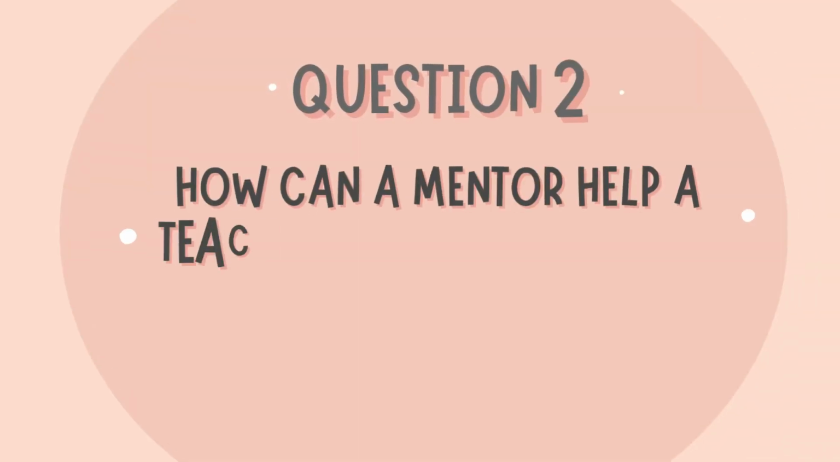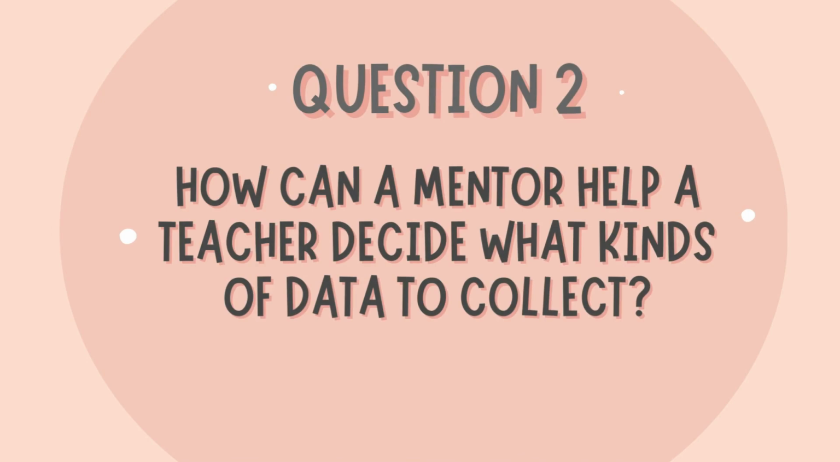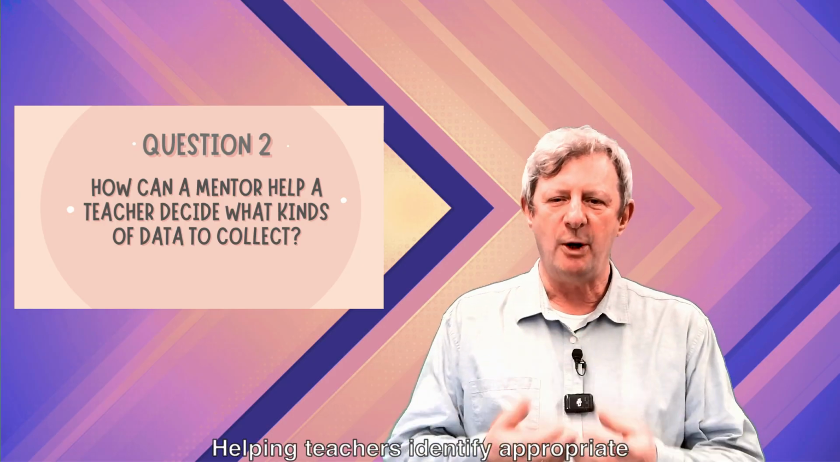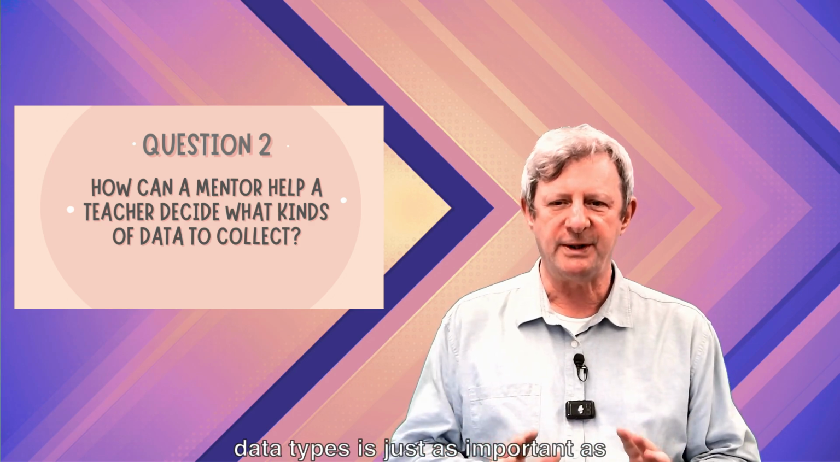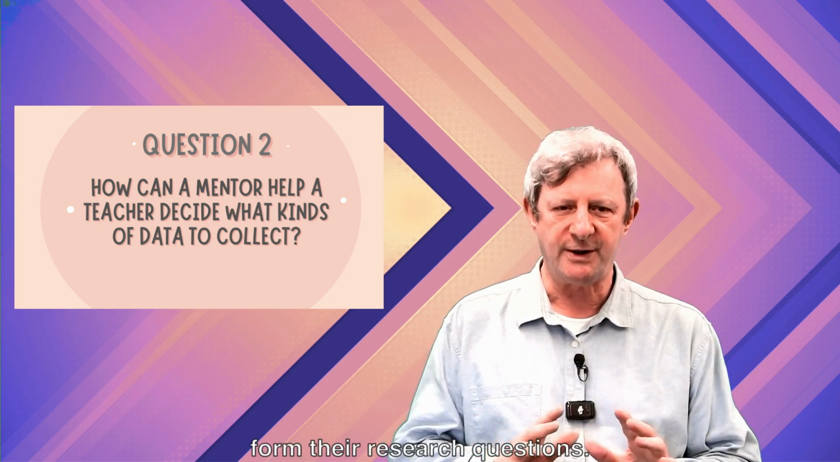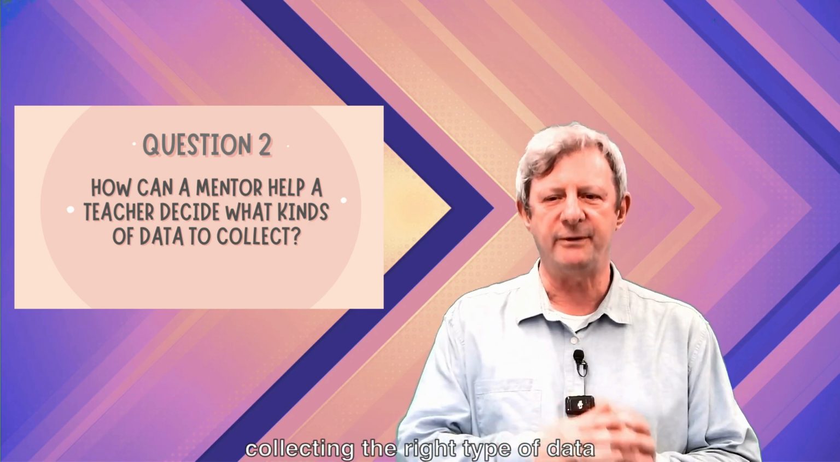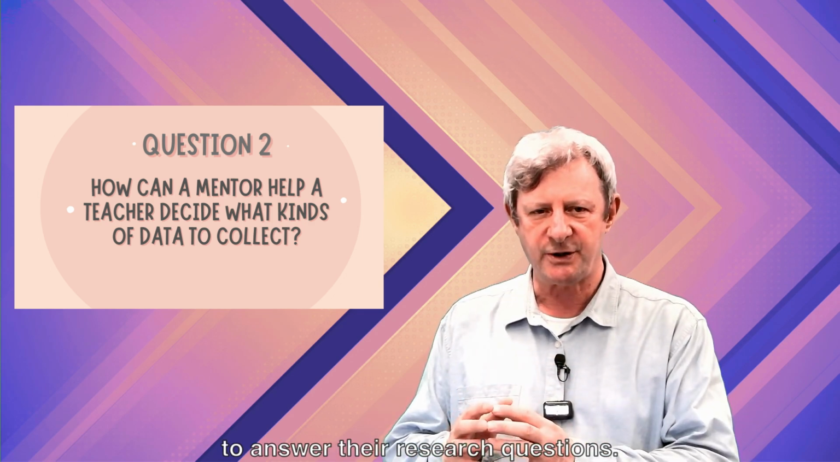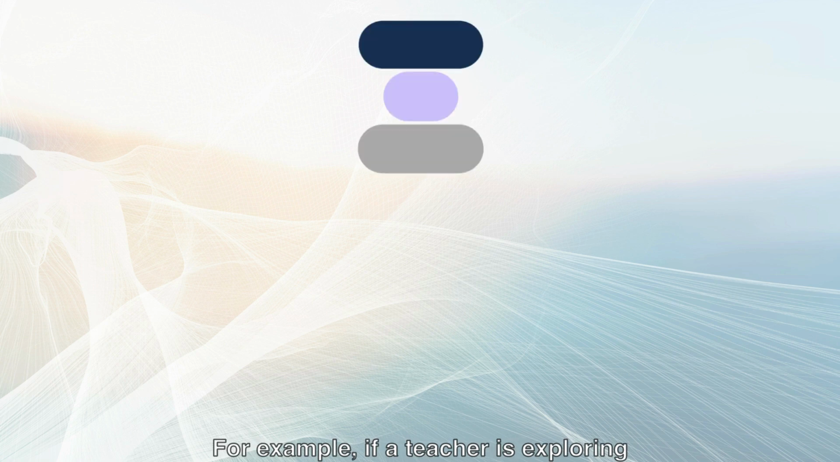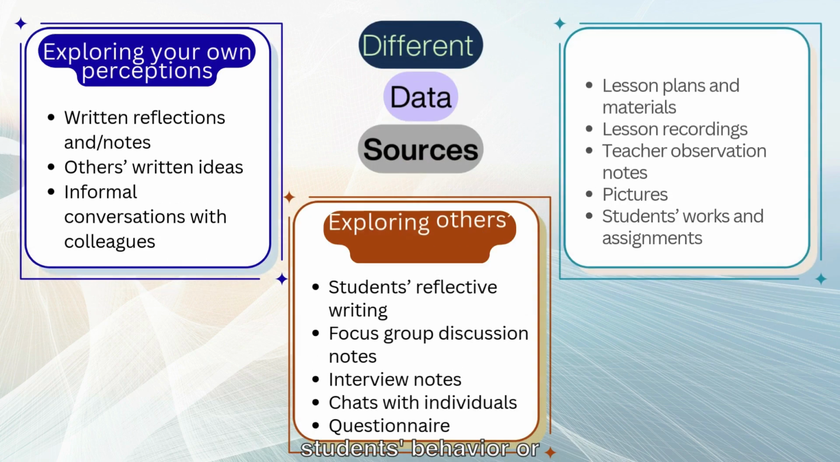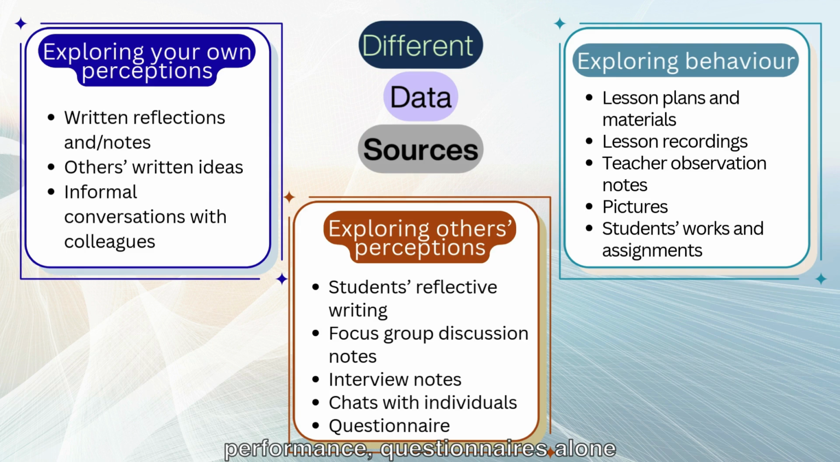2. How can a mentor help a teacher decide what kinds of data to collect? Helping teachers identify appropriate data types is just as important as helping them form their research questions. It's important to make sure teachers are collecting the right type of data to answer their research questions. For example, if a teacher is exploring students' behaviour or performance, questionnaires alone probably won't help.